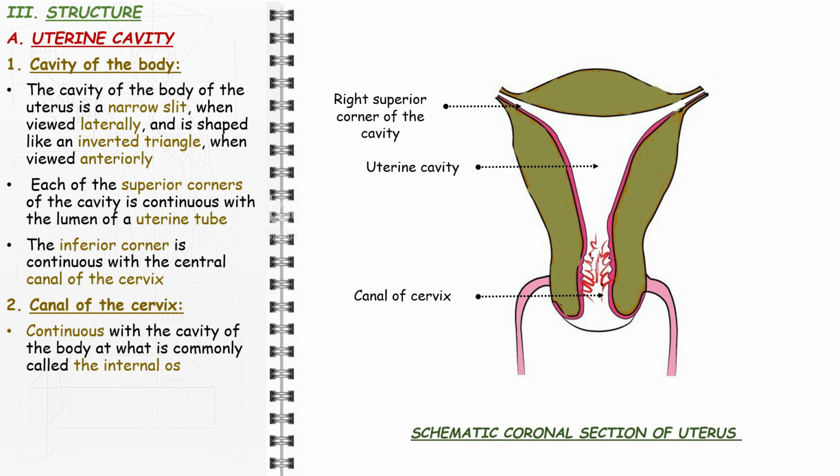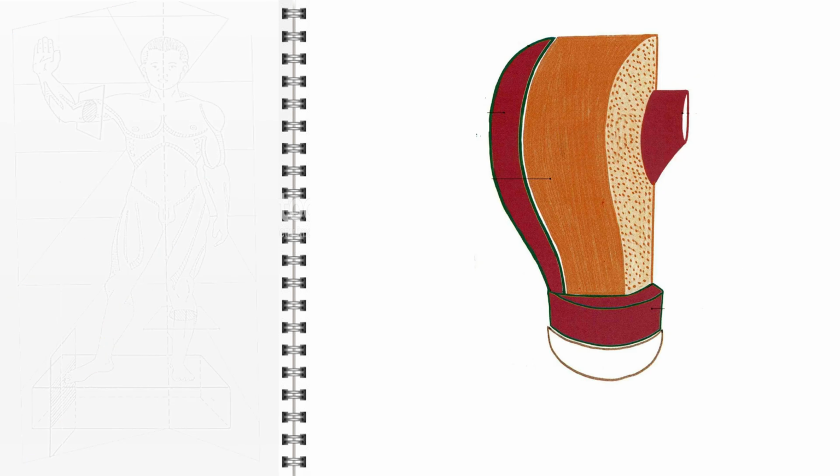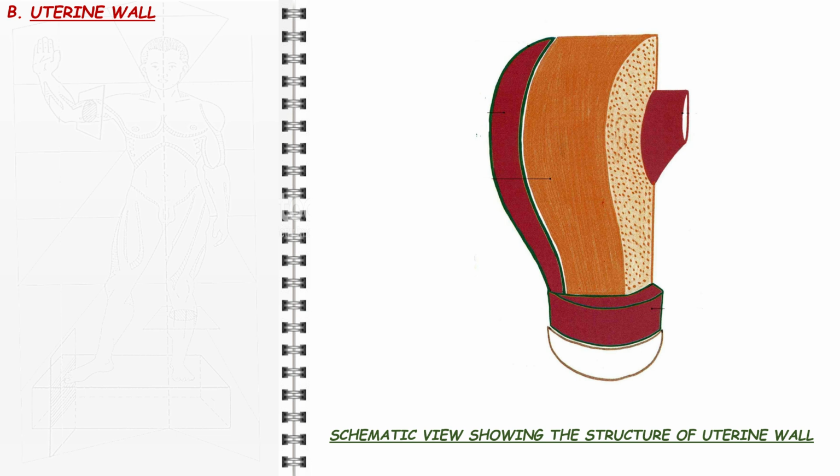Macroscopically, the mucosa of the canal of the cervix contains two palmate folds, anterior and posterior, made of a longitudinal fold with transverse lateral ramifications. Now, the uterine wall is a thick layered wall made of 3 layers. The middle layer, the myometrium, is the bulk of the uterus and is made of 3 ill-defined layers of smooth muscle.